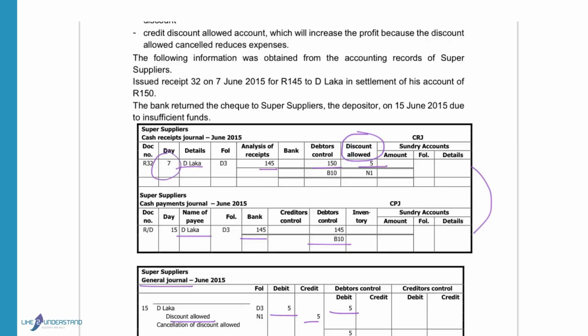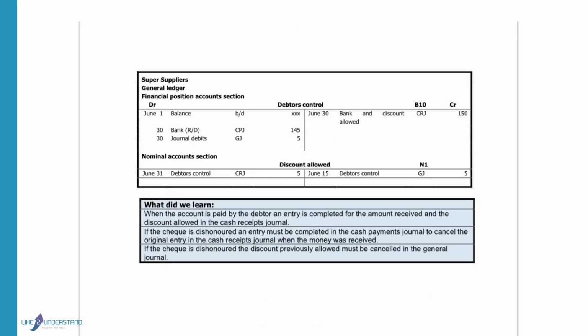In the general ledger, we received money from him and we credited the debtors control account with R150 when the money was received. When the check is dishonored, we have to increase the debtors. So out of the cash payments journal, we will record the dishonored check and we will debit his account with 145. We will use the entry in the general journal to debit his account with the R5 discount that must be cancelled. The discount cancelled will now be credited so that you cancel the discount and the business doesn't have that expense.